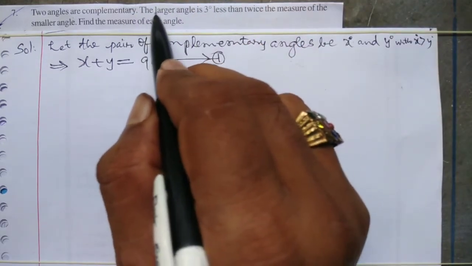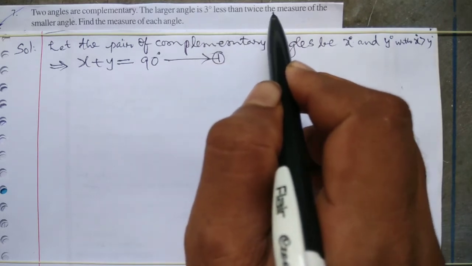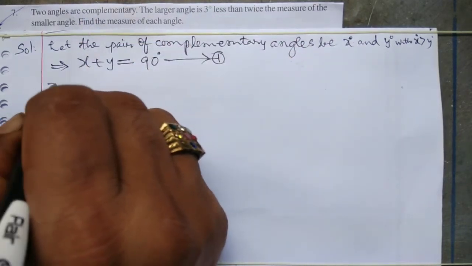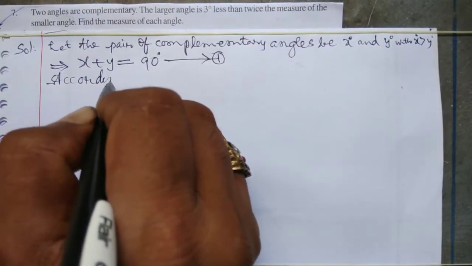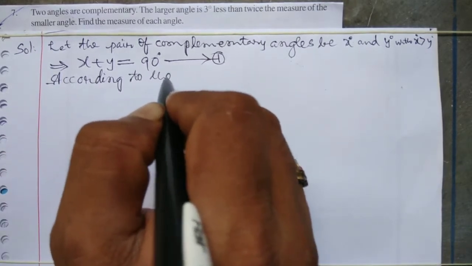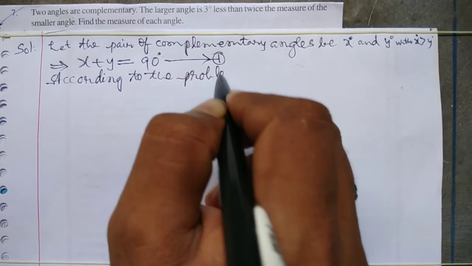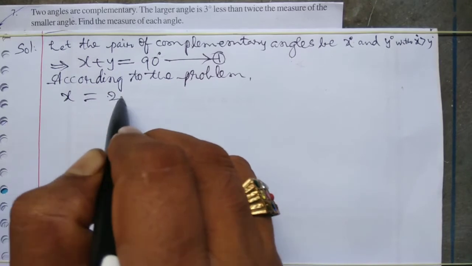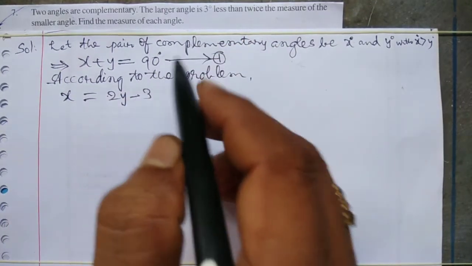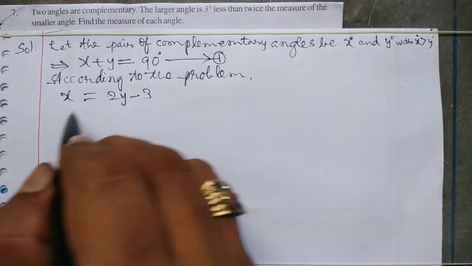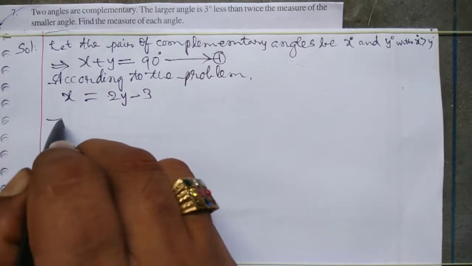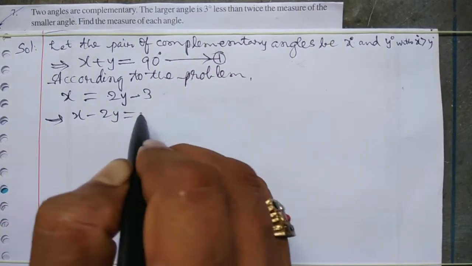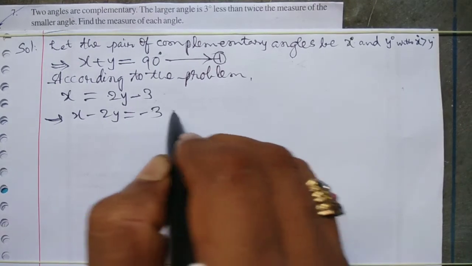According to the problem, the larger angle is 3 degrees less than twice the measure of the smaller angle. So x is equal to 2y minus 3. Then x minus 2y is equal to minus 3. This is equation number 2.